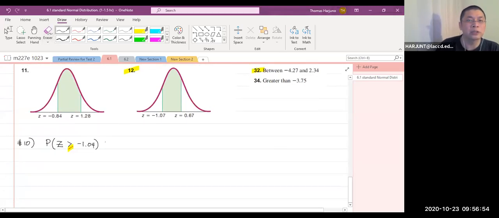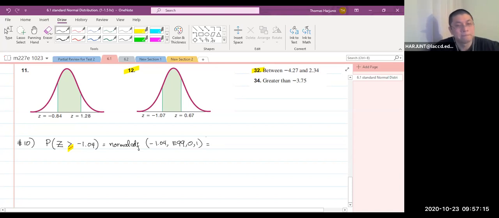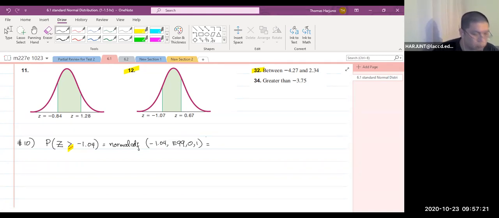That's the probability notation. How about the calculator notation? That will be normal CDF negative 1.04 E99 0 1. Let me do it next to it so that I have some space. That will be normal CDF negative 1.04. I use my hand calculator now. I get 0.85083.